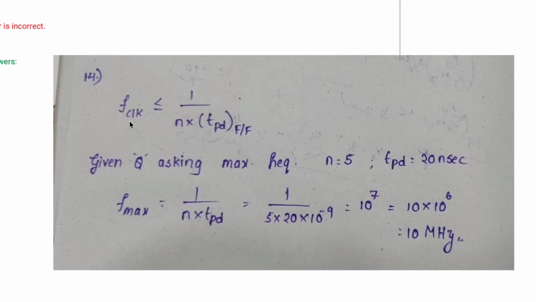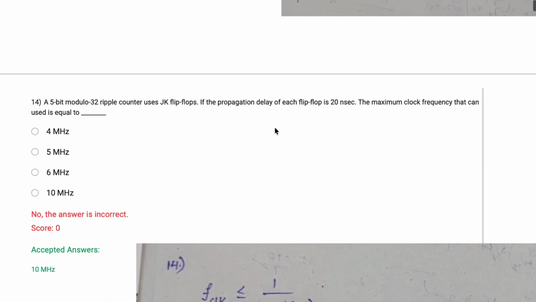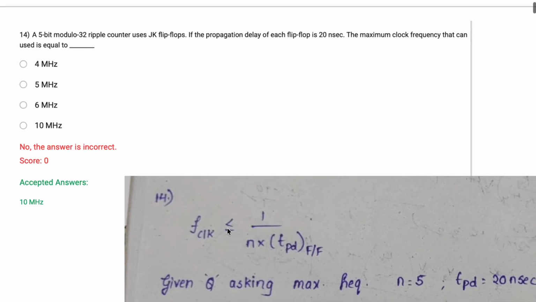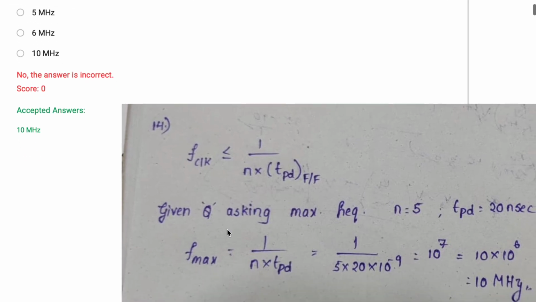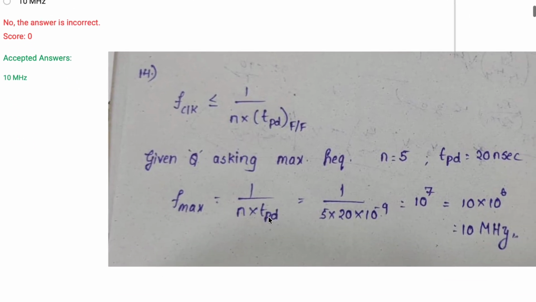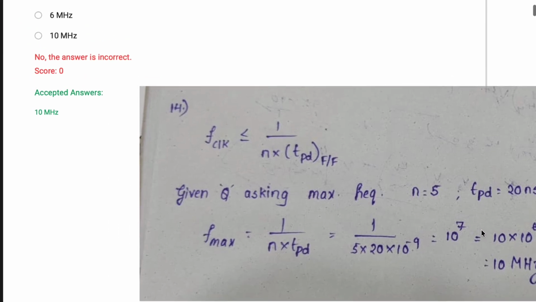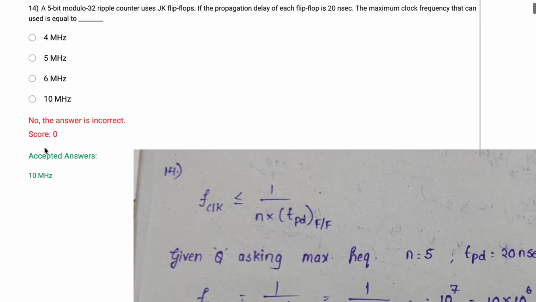The frequency of the clock is less than or equal to 1 by n into the propagation delay time of the flip-flop. He has given the propagation delay of the flip-flop as 20 nanoseconds and a 5-bit modulo, so n is equal to 5. He is asking for the maximum frequency, so f max is equal to 1 by n into t, the propagation delay time. By calculating this, we get 10 megahertz. So option D is the correct answer.